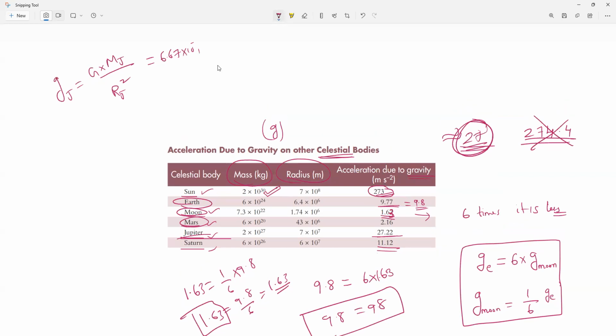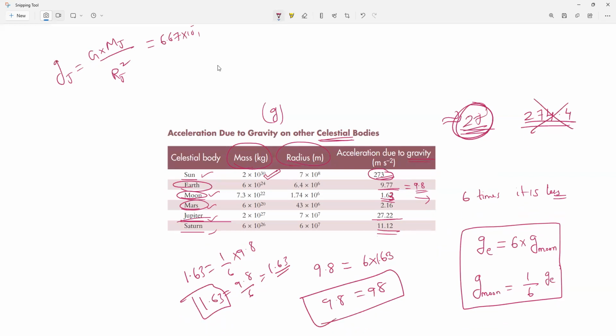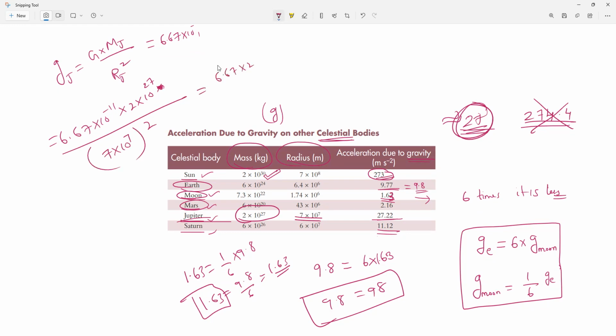10 power what, everybody? Okay, here I will write. 6.67 into 10 power minus 11 into the mass of Jupiter. Mass of Jupiter, how much? 2 into 10 power 27, divided by the radius of Jupiter, 7 into 10 power 7 whole square. So this is equal to 6.67 into 2 into 10 power minus 11 into 10 power 27, divided by 7 square into 10 power 7 whole square.